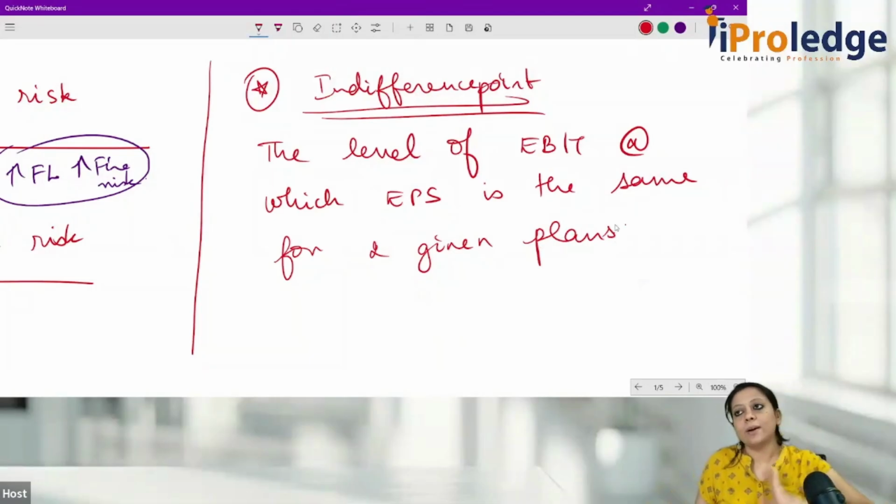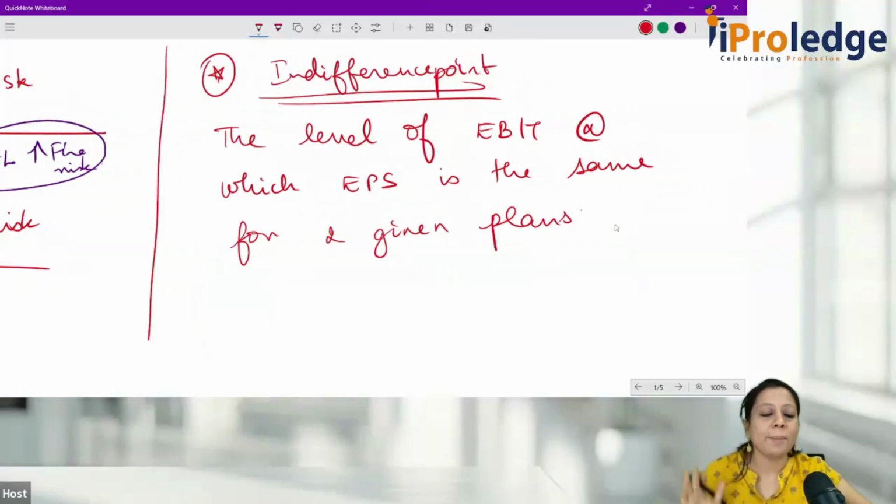Okay. So now, an indifference point may not always exist. First of all, let me tell you that. Just like, for example, will you always get profit? No, there is a possibility of loss also. Same way, will an indifference point always come? No, it may not come also.